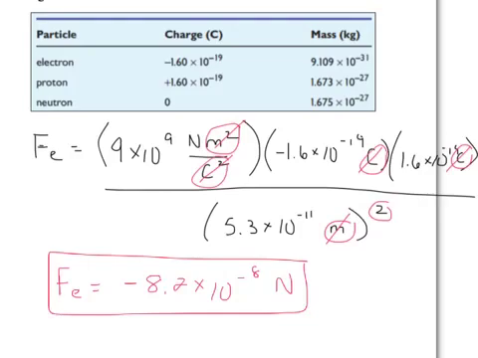Now what I want to do is finish the problem and calculate the gravitational force between a proton and an electron. How do you find the gravitational force? What's that formula, Julian? Gravitation.